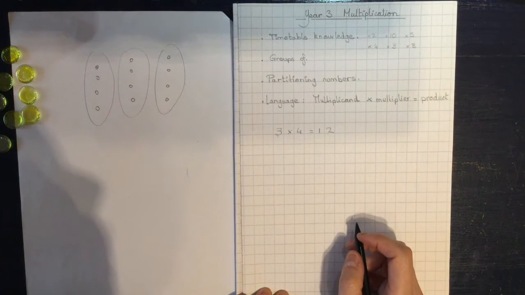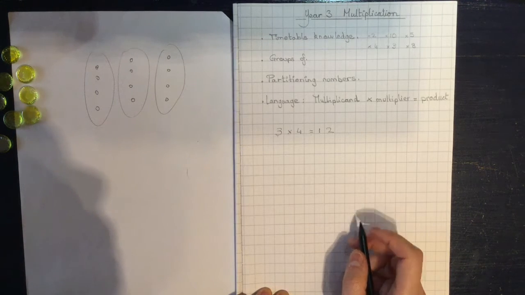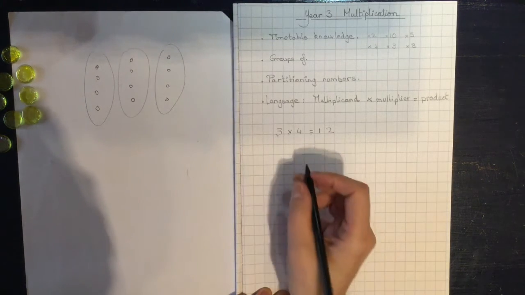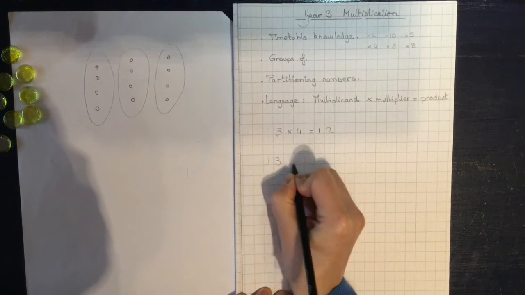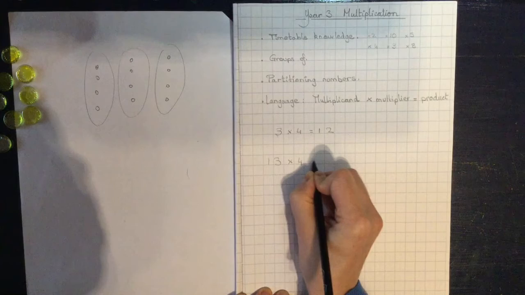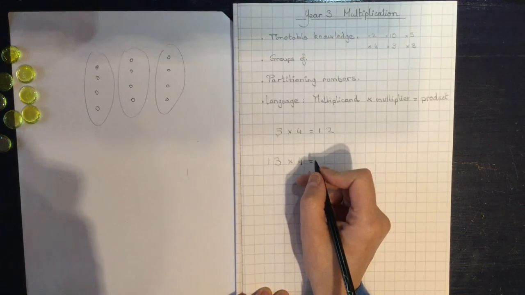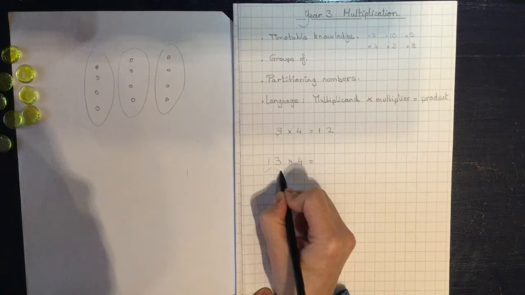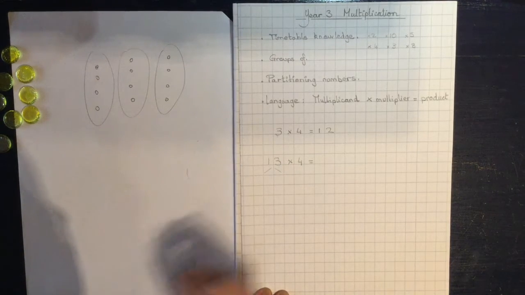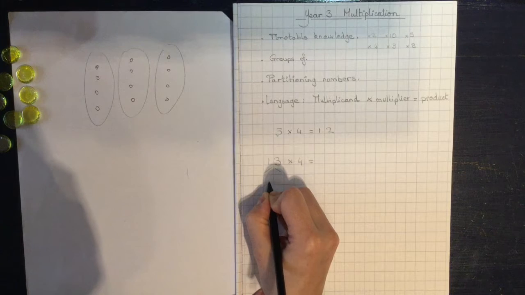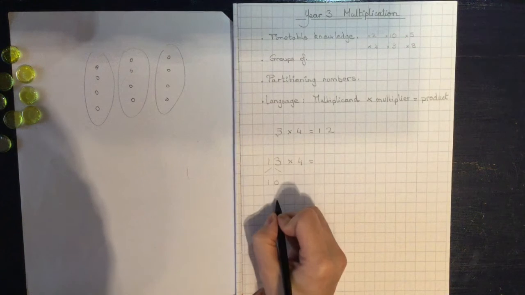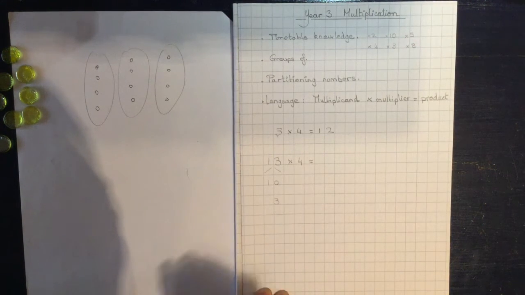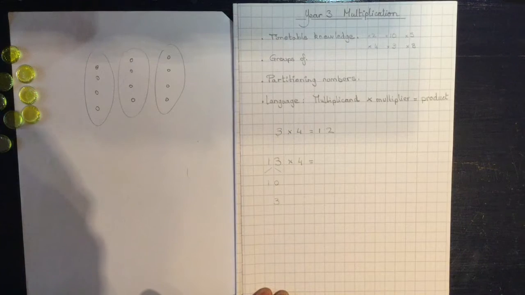After that, we will continue with larger numbers, so 2 digits. For example, 13 times 4. For this, we will partition our 13 in tens and ones. So we would have 13 is made out of 10 and 3. So we multiply each part of the multiplicand.